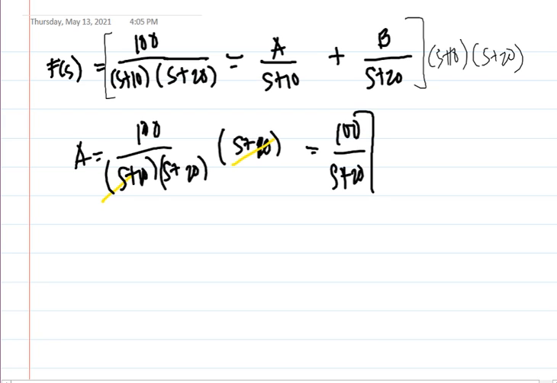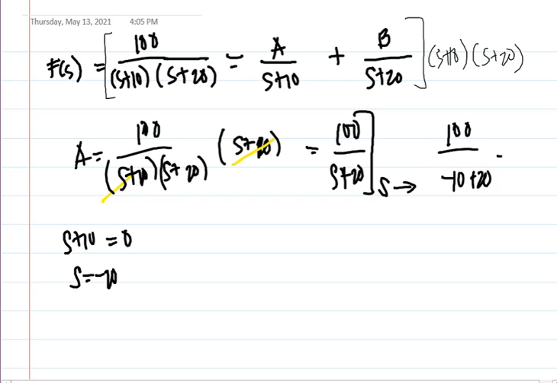So our answer will be equal to 100 all over s plus 20, where s is substituted by the value from here. So this will be s plus 10, and you just equate it to 0, so s is equal to negative 10. So 100 all over negative 10 plus 20. A is equal to 100 divided by 10, which is equal to 10. So that is straightforward. This process is the Heaviside method.